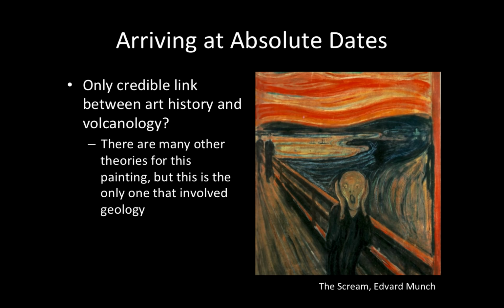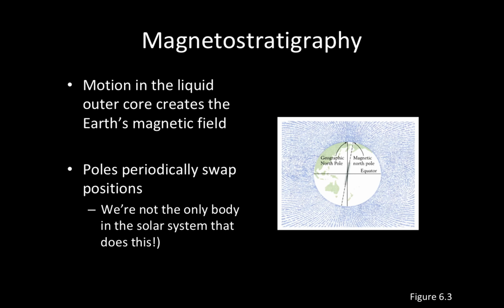Here is another example. We have an absolute date of one of these, and we've talked about this example in class. Edward Munch might have painted this based on the Krakatoa explosion that he saw. It's not necessarily the most credible link, but it's a possible idea. So there's other ways that we can arrive at absolute dates.